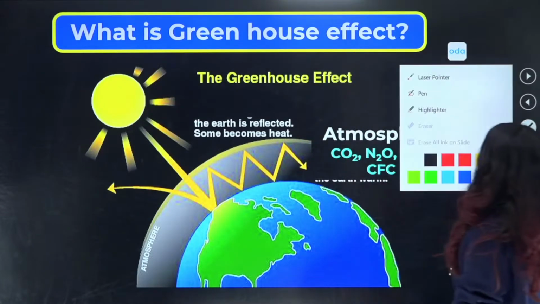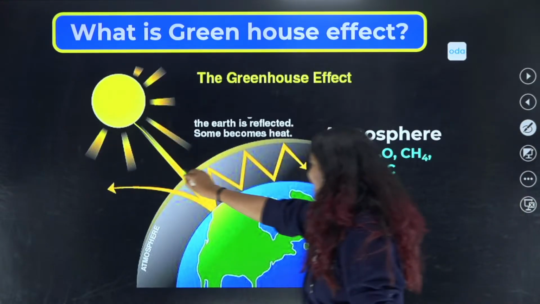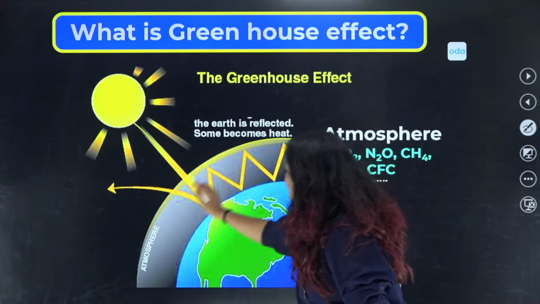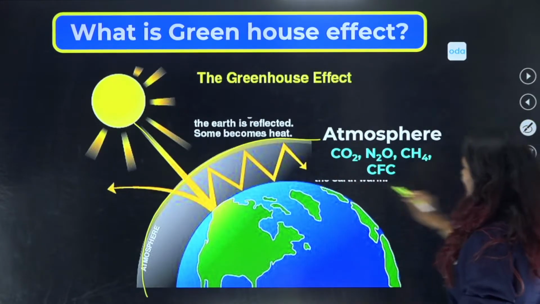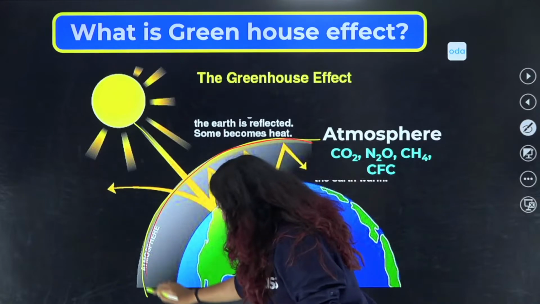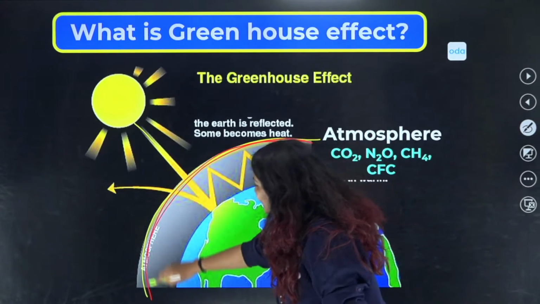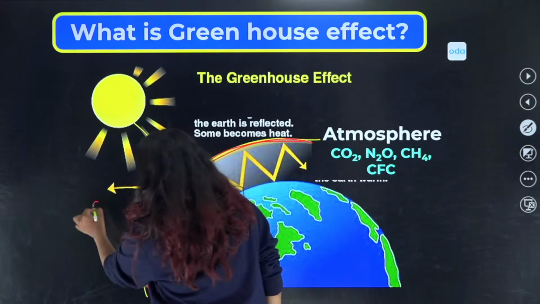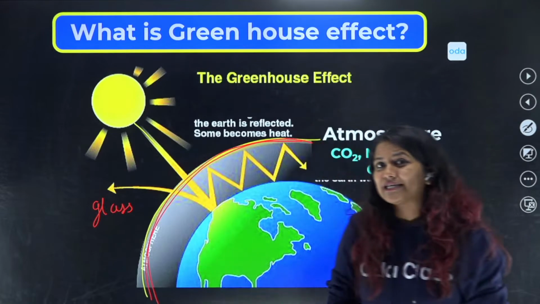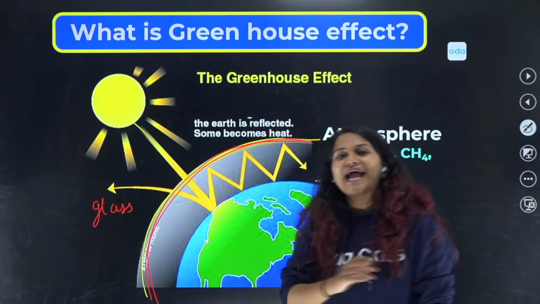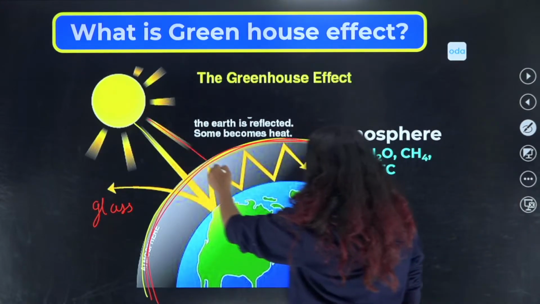The rays from the sun will enter into the atmosphere. Yes, the atmosphere is the blanket, students. Can you see this blanket? Yes, this is the atmosphere. Now this atmosphere will act like glass, just the same as in the greenhouse. So this atmosphere will act like a glass and the radiation will enter.